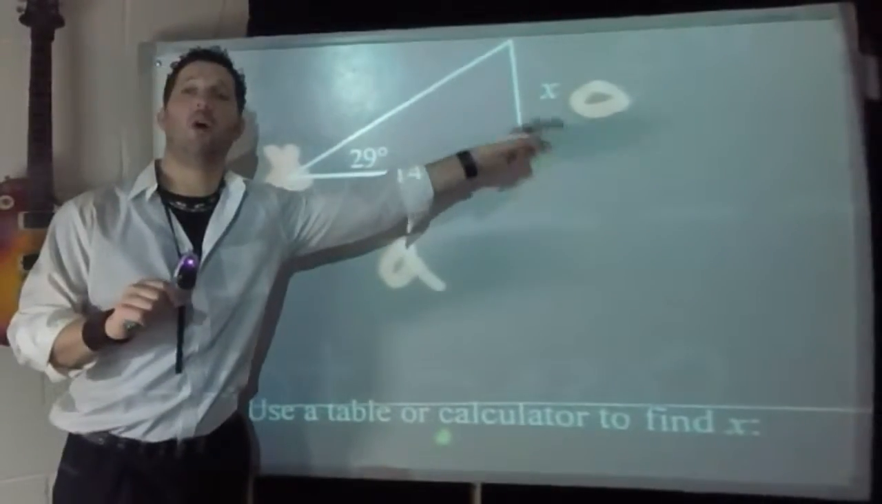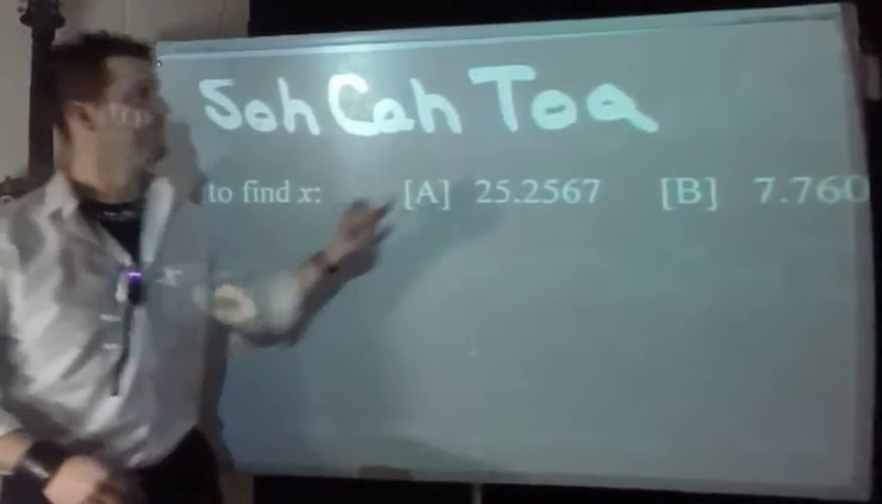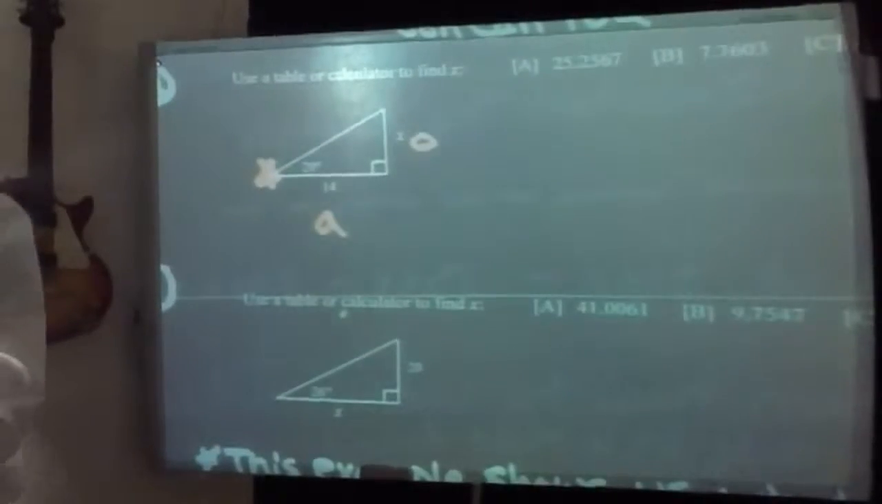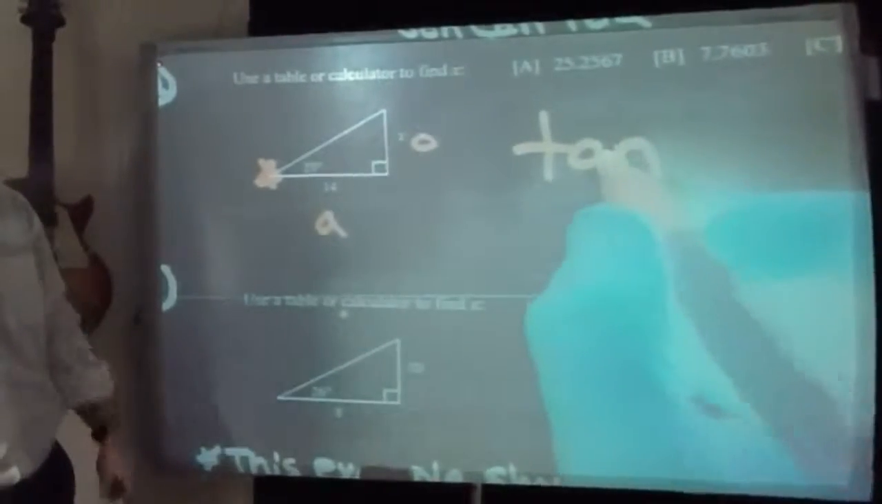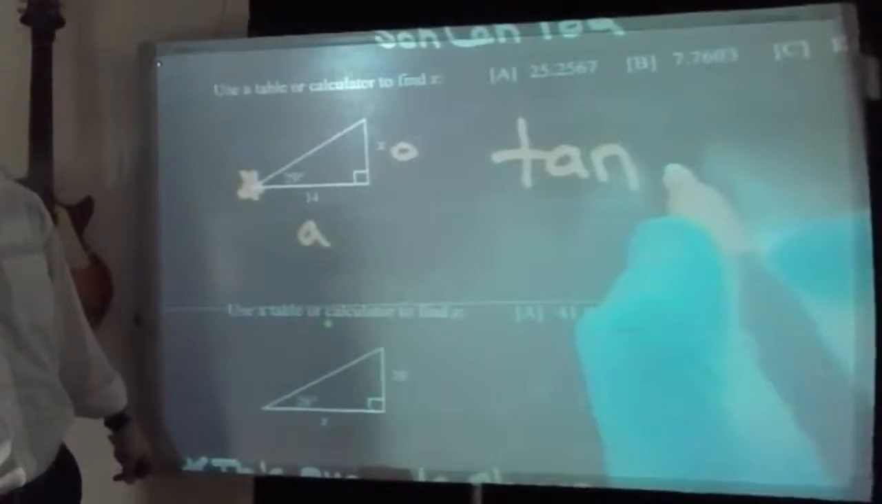Now here's the deal. You want an O, you got an A. The cheat sheet tells you which function. Tan. The only one that's got O and A. So this is tangent. So you start out by writing tangent. And what am I going to write right next to tangent? X over 14.